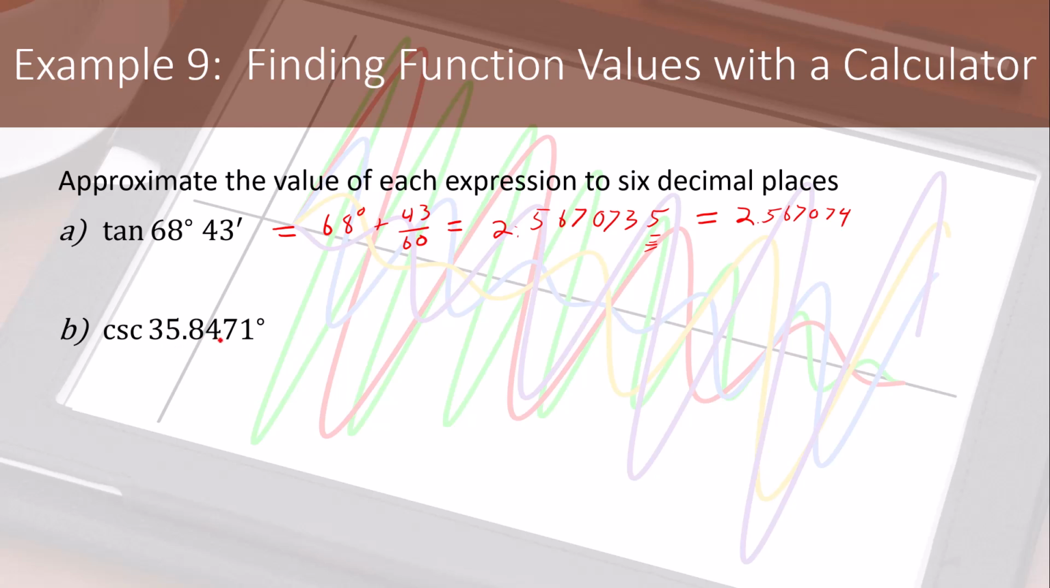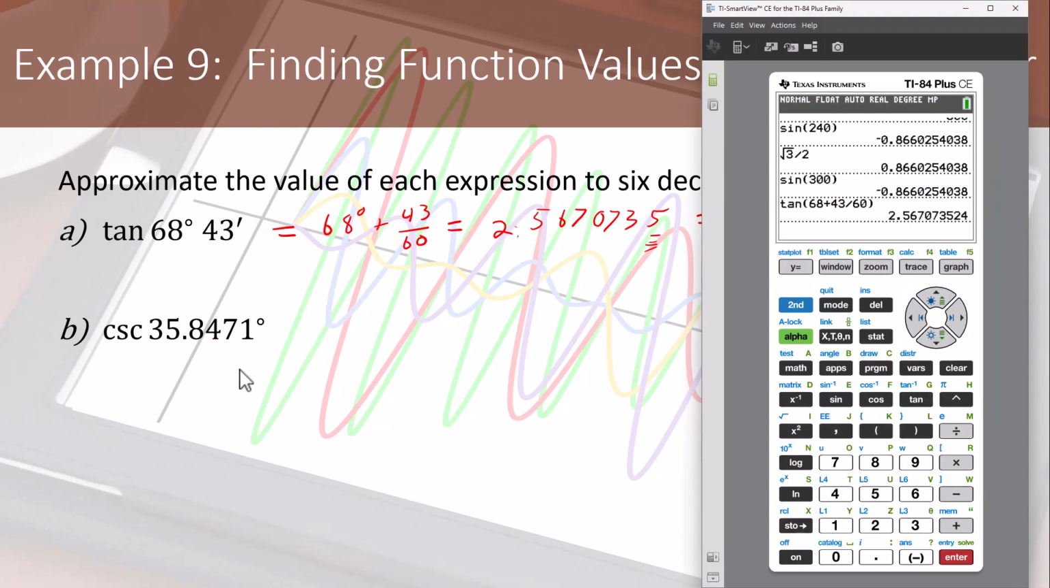35.8471 degrees. Okay, there's only one side problem.